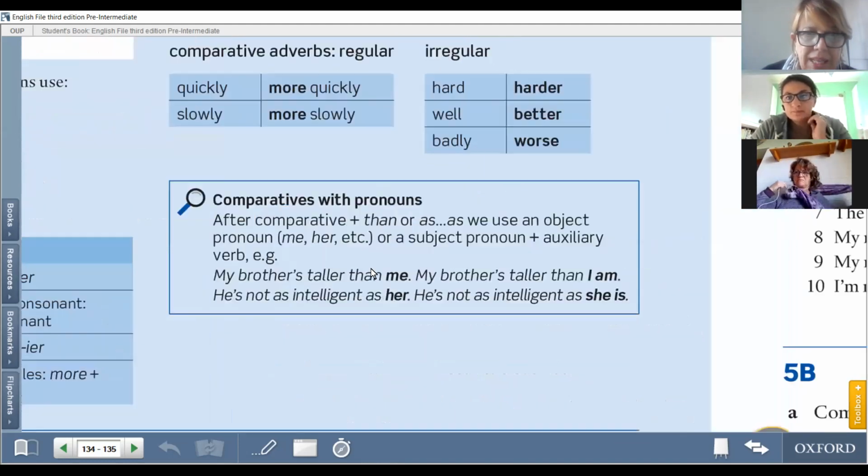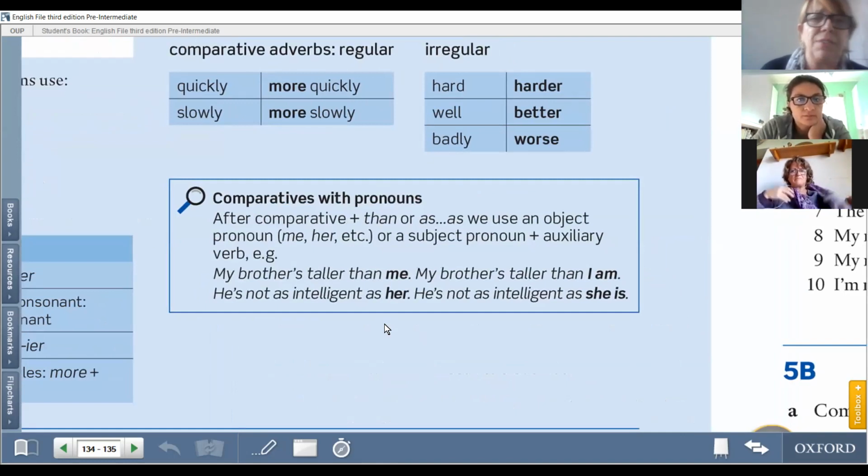Okay. And then we have, after comparative plus than or as plus as, we use an object pronoun, me, her, etc., or a subject pronoun plus the auxiliary verb, because after the subject pronouns, we can't close the sentence. This is just the example. I mean, it seems difficult, but if you read the example, it is very, very easy. Annalisa, can you read these two examples?